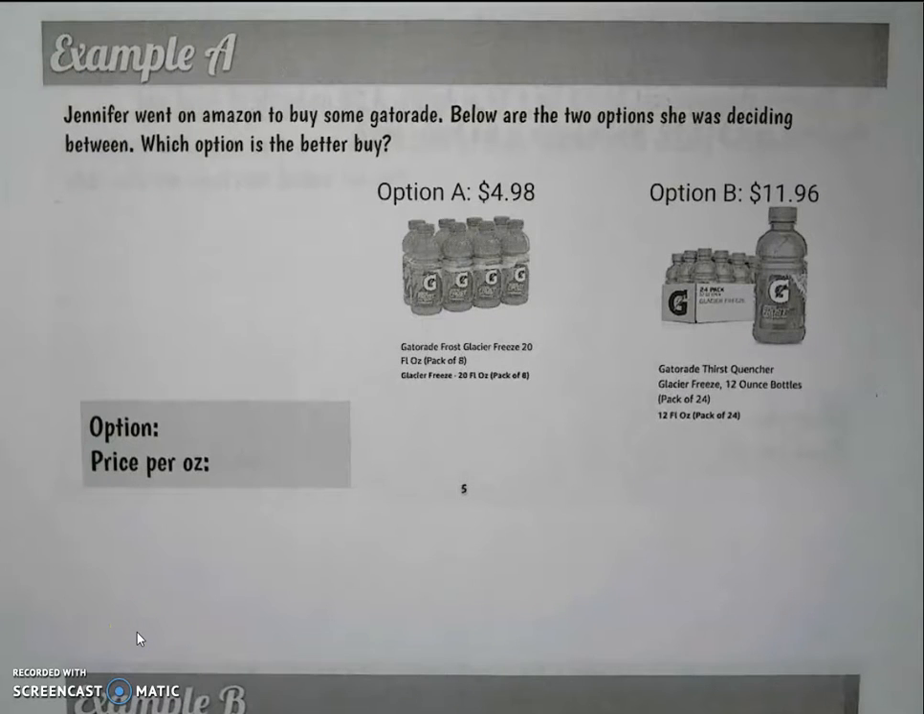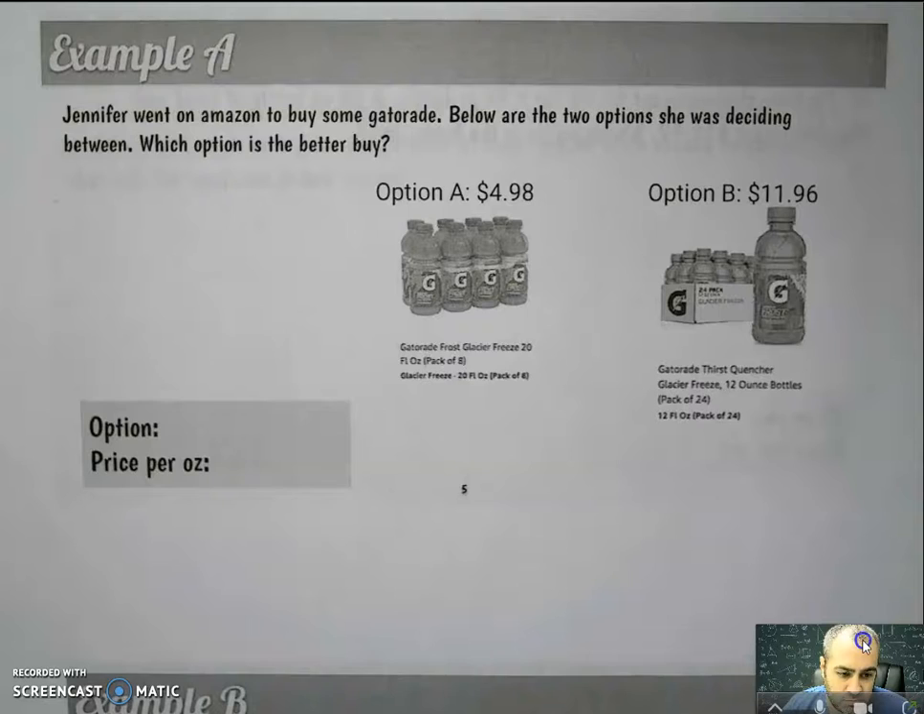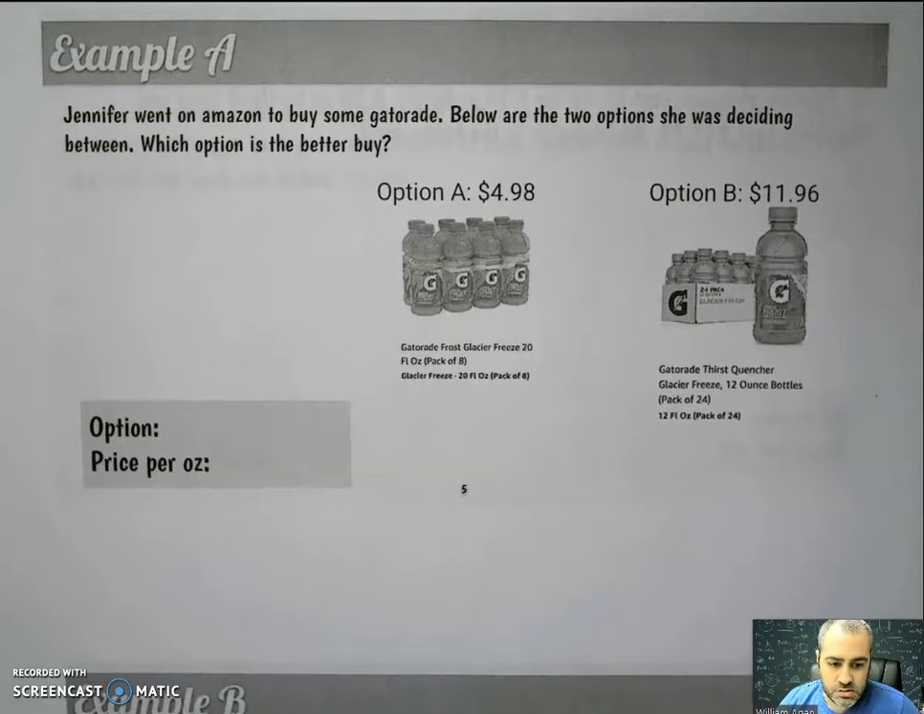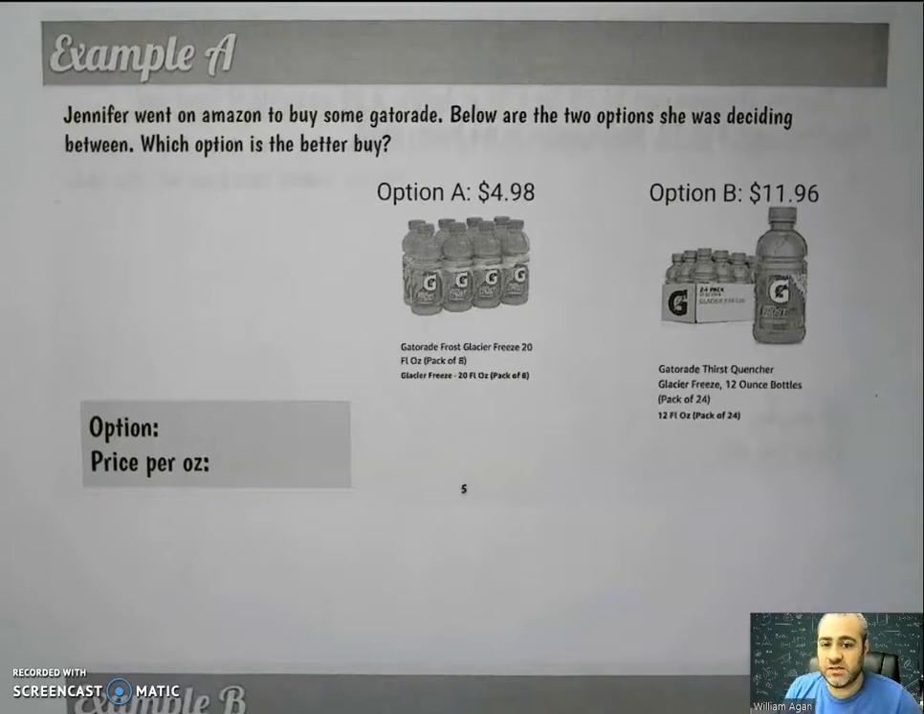Alright, so here is example A. Example A says, Jennifer went on Amazon to buy some Gatorade. Below are the two options she was deciding between. Which option is the better buy?